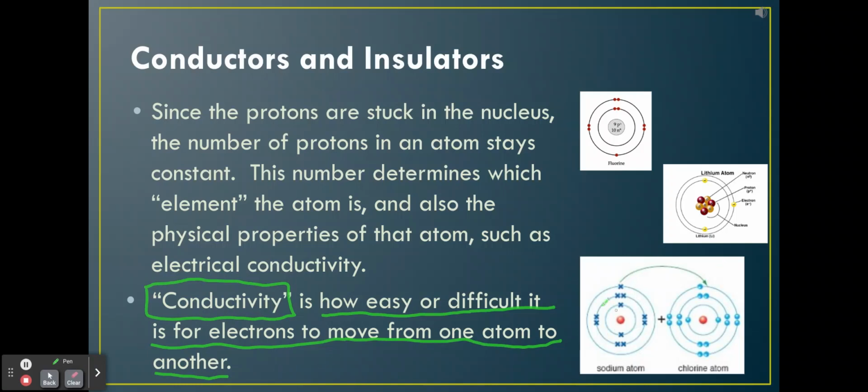So here we have this sodium atom and this chlorine atom, and it's really easy for the electron to move from there to there. Sodium and chlorine make up salt, and salt water is really conductive. So there's kind of our example of how an electron is moving away from its nucleus to somewhere else.